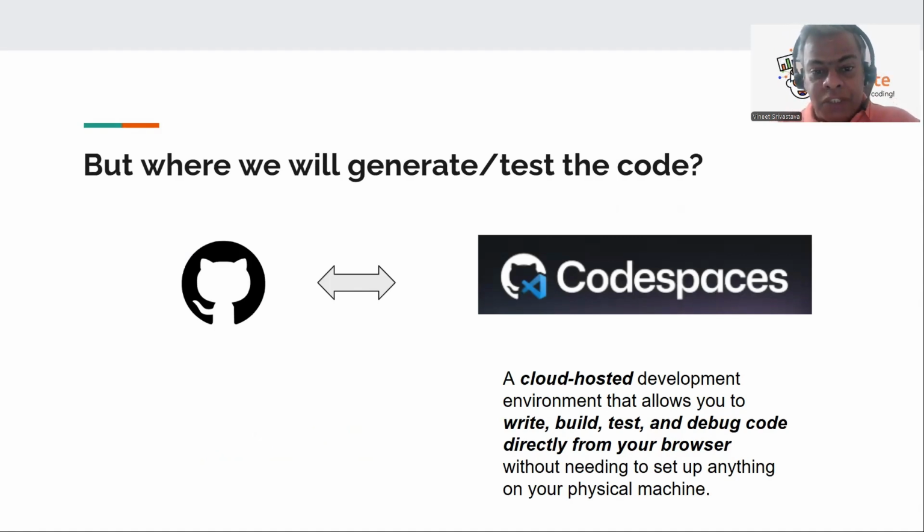Now, for that purpose, we are going to use an associated tool. Notice this double arrow. It's called CodeSpaces, also from GitHub. Basically, this is your, let's say, workshop. This is a cloud-hosted development environment, which allows you to write, build, test, and debug codes directly from your browser. This is a very important point. Basically, you will not need to install anything on your machine, which makes it simple for a lot of students, right?